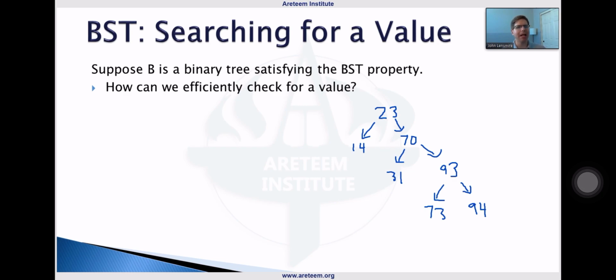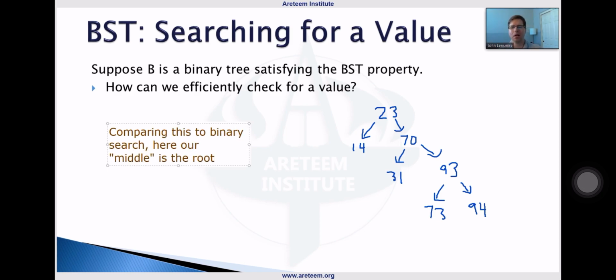Now, the name binary search should ring some bells, right? When we did binary search on a sorted list, what was the idea? Well, you look in the middle, right? And if it's bigger, you look at one half. If it's smaller, you look at the other half, right? So comparing this to binary search, what is our middle? Our middle is the root, right? So the root is where we start looking, right?